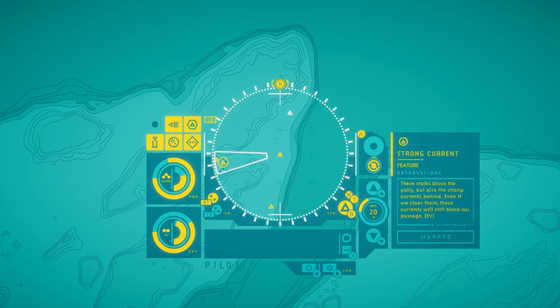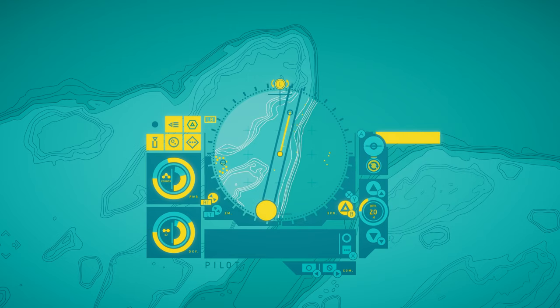Strong current. These stalks block the gully, but also the strong currents behind. Even if we clear them, those currents will still block our passage. First finger. The broken shelf of the reef reaches out towards the deep like a hand. This is the first of three fingers which mark the edge.